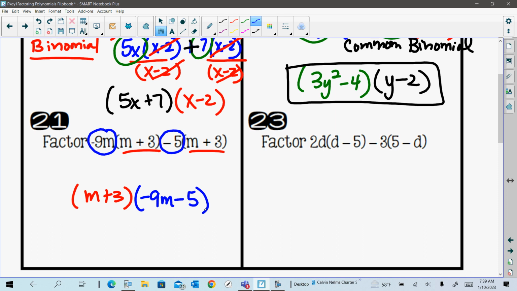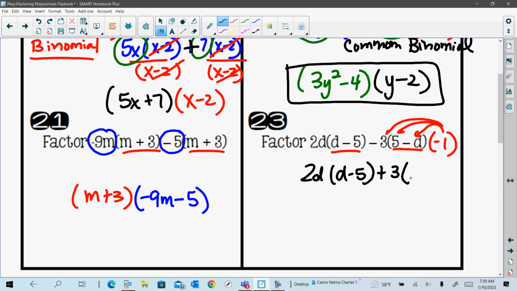If it's not in the same order, okay, but it looks like it could be a common binomial, like on 23, to make it a common binomial, you've got to multiply it by -1. You're going to multiply each term, each number, by -1. So when I do this, the first one stays, d minus 5. But a negative times this -3 now makes that +3. And now I have d minus 5. So this is my common binomial. That's one of my factors. And then the other one is your coefficient, so 2d plus 3.